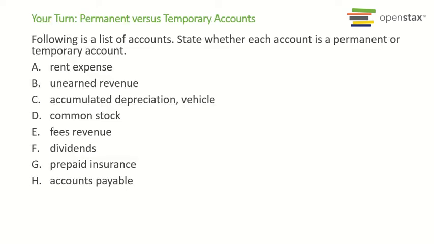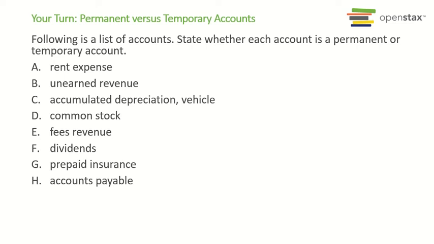Let's look at some examples. Let's identify whether these accounts are temporary or permanent. Rent expense. Rent expense is an income summary account. It's an expense account. These need to be closed at the end of a year. So this is a temporary account.